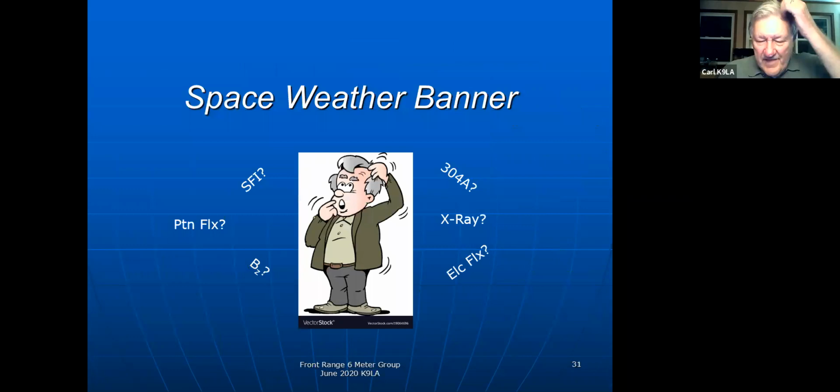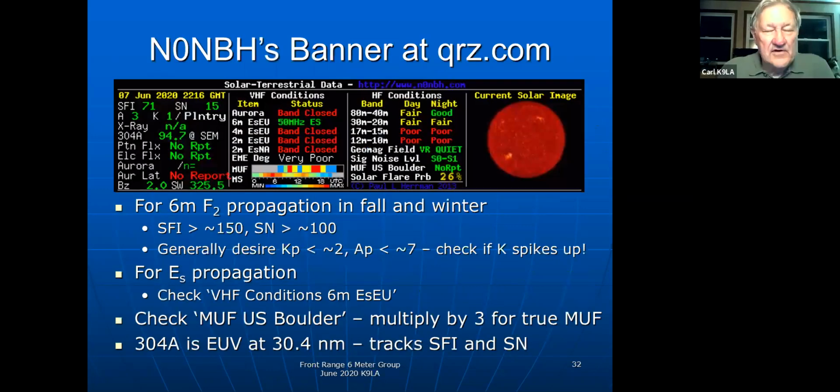Space weather banner. Here's what comes out if you look at QRZ.com or wherever else. Nice and colorful, but what's it all mean? Well, I've tried to summarize it. Up on the left, the little banner, the SFI is the solar flux. It was 71 on 7 June. SN, the sunspot number, was 15, so we had some sunspots back on June 7th.